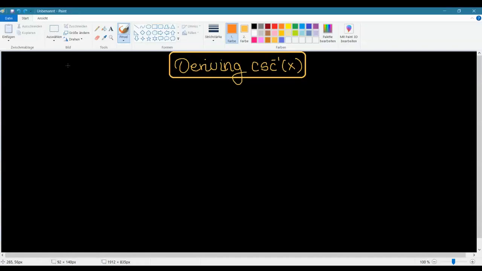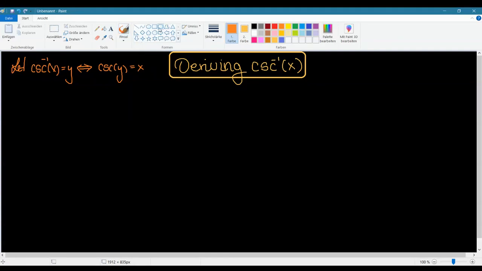Okay, today we're going to derive arc cosecant x, and the first thing that we're going to do is let it equal y, because that doesn't go without speaking. You have to write it down in a problem like this. So let arc cosecant x equal y, and then we can look at the inverse relationship: arc cosecant x equals y is the same thing as cosecant y equals x.